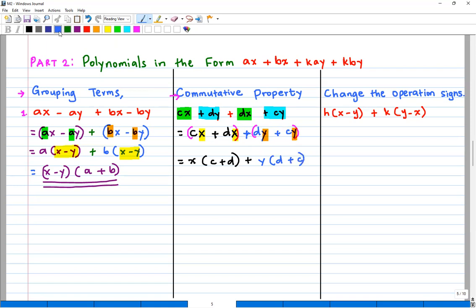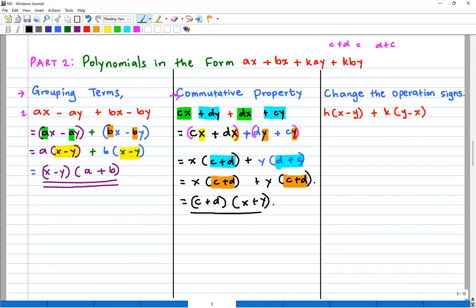Now we write it as c plus d, because you see that c plus d and d plus c are the same. When we say c plus d, it is the same as d plus c. Let's write it to have them in the same order. So we have x into c plus d plus y into c plus d. Now we take c plus d as the common factor. So we have c plus d into x plus y. And this becomes our answer.